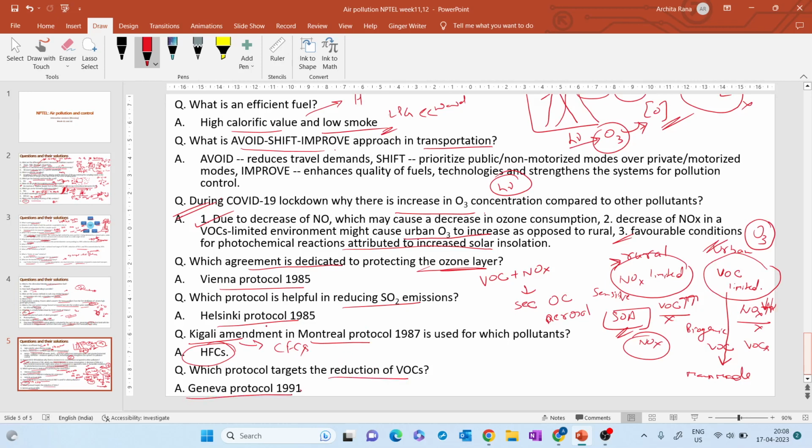Of course, there will be more. How you can remember it is, you remember the type of pollutant it is curbing and the name. And I think that way you will remember these. Okay, so I am done for today.